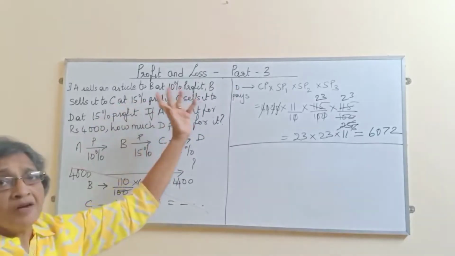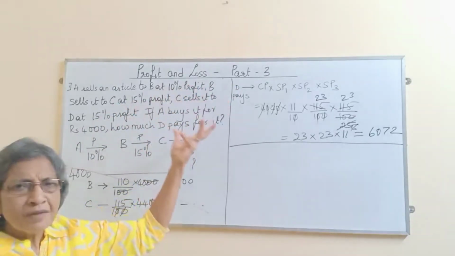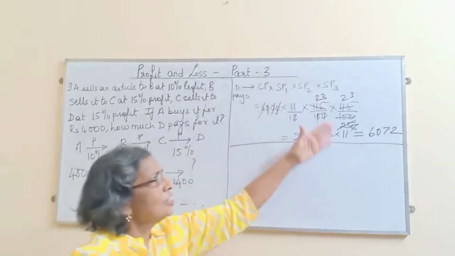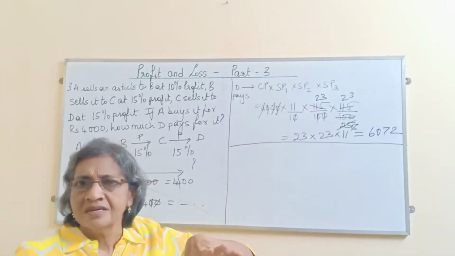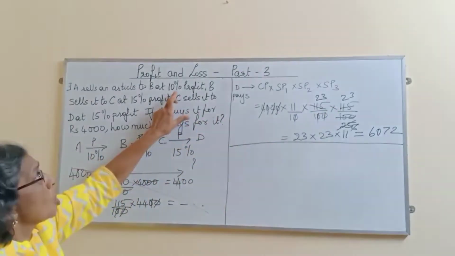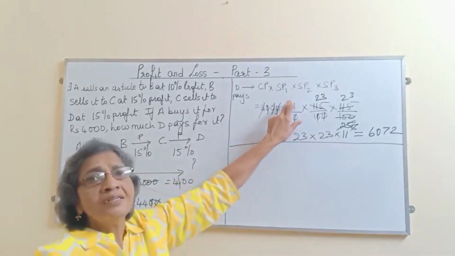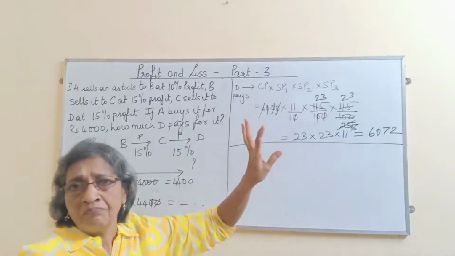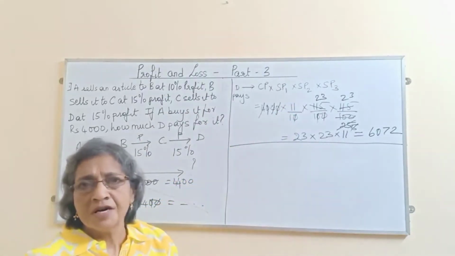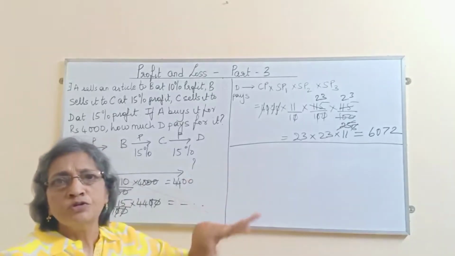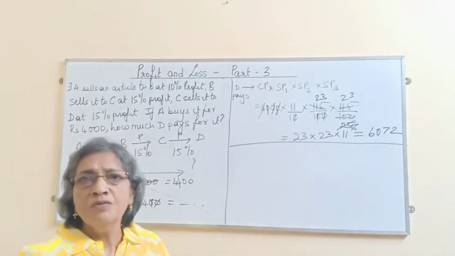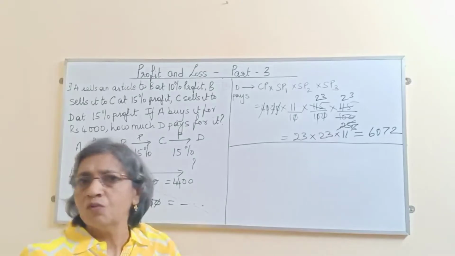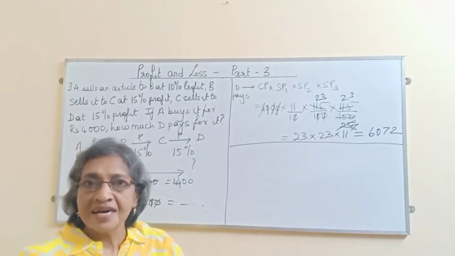Now, in this sum, everything is a profit. Sometimes you may get a loss. So, if it is a loss, you take that selling price. In case, supposing this was a loss of 10%, so you take this as 9 upon 10. And then calculate whatever D pays for it. There is no need for you to find individually what B would get it for and what C would get it for. Is that clear?